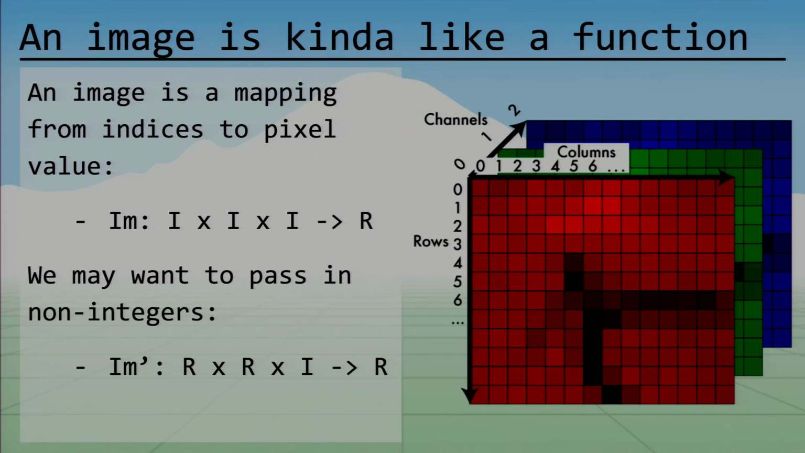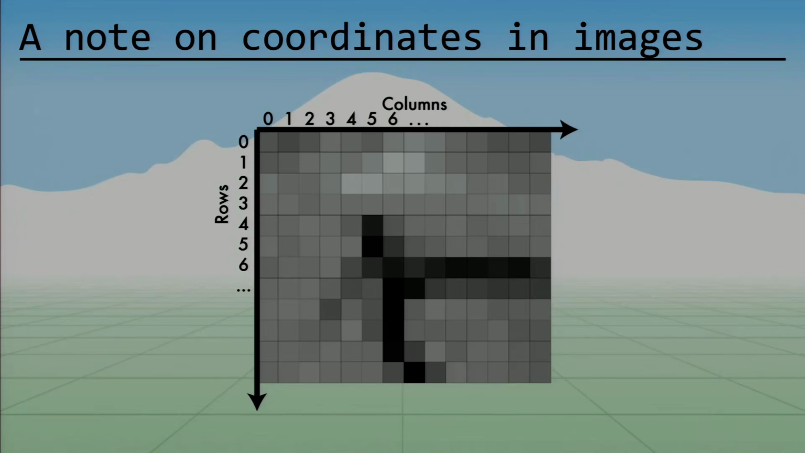It doesn't make a lot of sense to say, how much light was there at channel 1.5, because the difference between channels is a discrete entity, whereas the rows and columns are this open space that we're talking about. So in general, we're going to pass potentially non-integers into this image function and get back some kind of value. And we're going to do this using some form of interpolation.